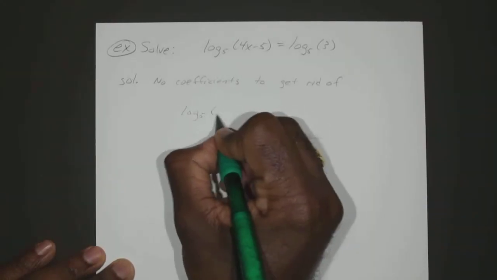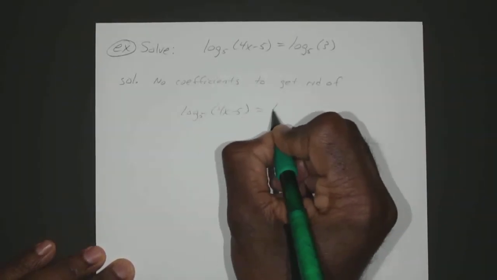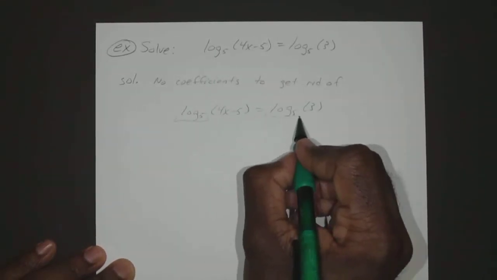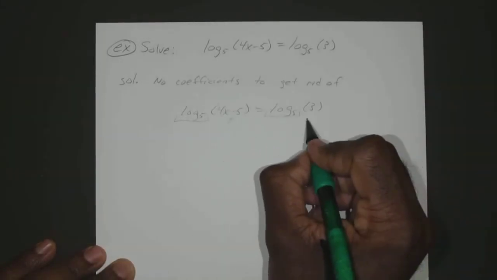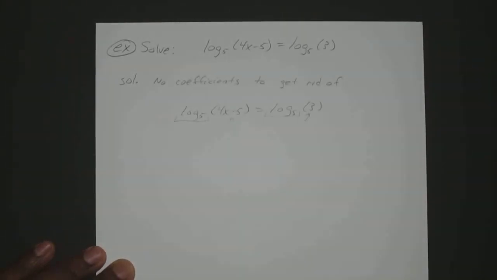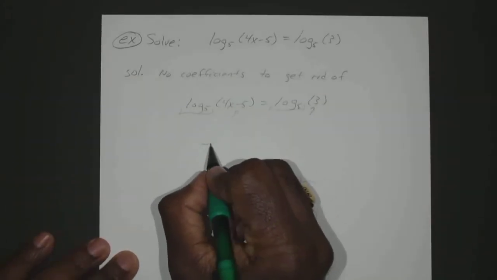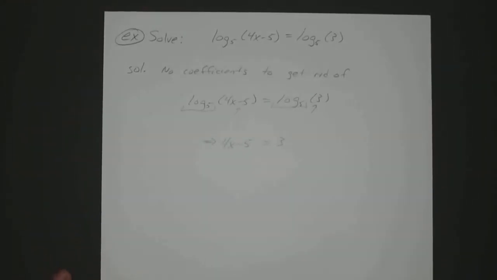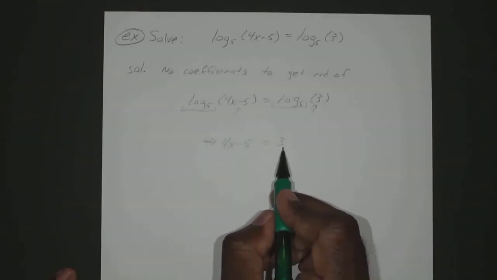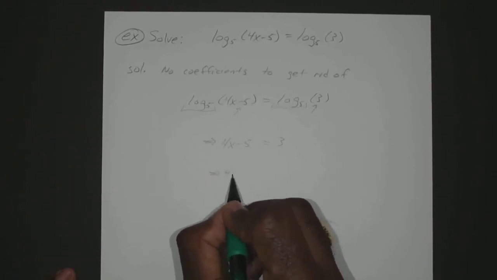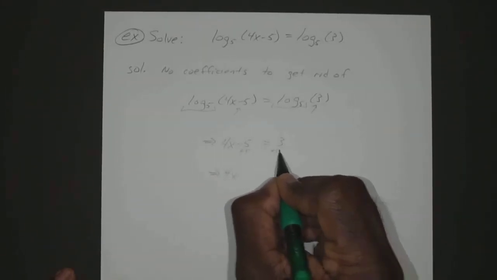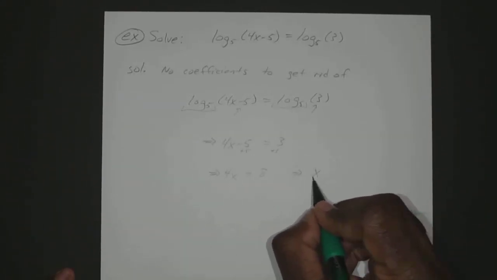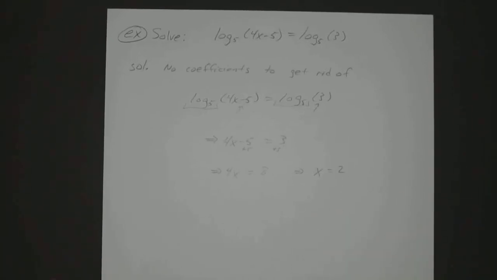So you have log base 5 of 4x minus 5 equals log base 5 of 3. Same log function, which means 4x minus 5 has to equal 3. Then we just solve for x. We add 5 to both sides, so we have 4x equals 8. Divide both sides by 4, and you have x equals 2.